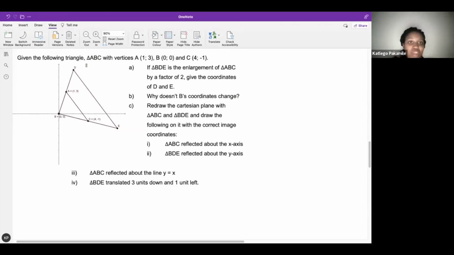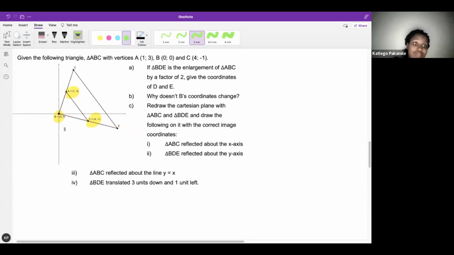Okay. We have a triangle ABC with vertices A, B, and C with those coordinates. So I'm going to highlight it. ABC is a small triangle. So our two triangles are overlapping. I hope you guys can see that. So ABC is this little guy over here. And then we say triangle BDE is an enlargement of ABC. So this one that's overlapping, B again, D and E. So the big one is an enlargement by a factor of 2.